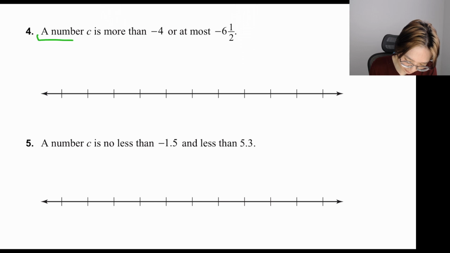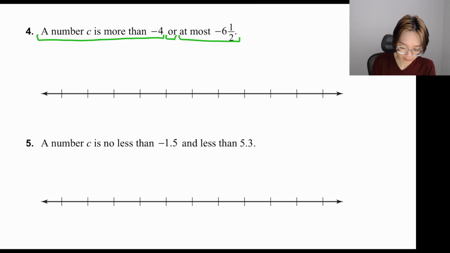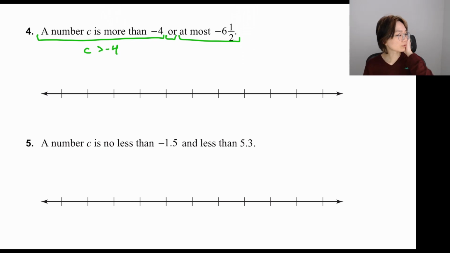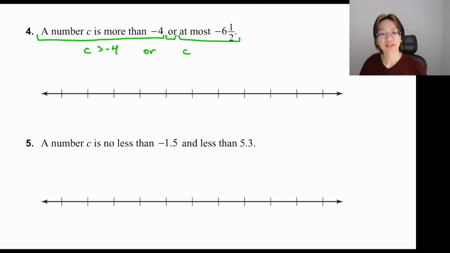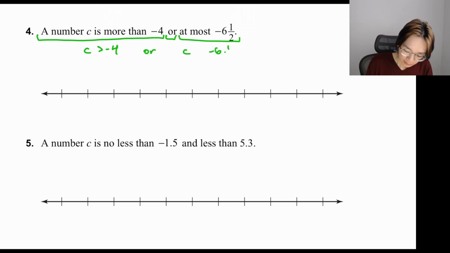Next one, a number C is more than negative 4 or at most negative 6.5. So C is more than negative 4. Pretty straightforward. Or C is at most negative 6.5. Same thing as before. At most means that's the biggest number it can be. If that's the maximum it can be, it has to be that or lower. So less than or equal to negative 6.5.